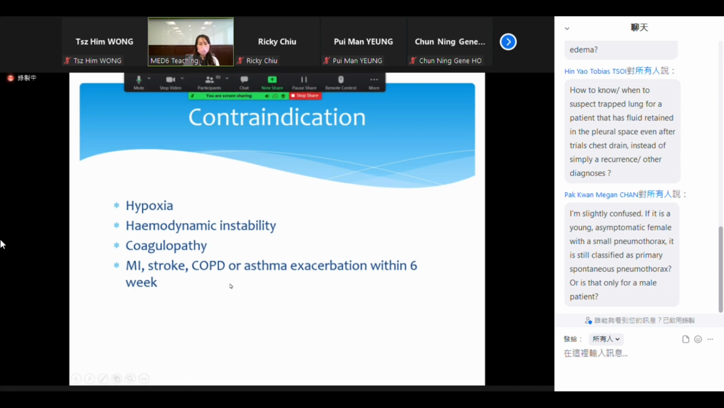If the patient has a recent stroke, MI, COPD or asthma exacerbation, then we will delay the procedure, because during the procedure the blood pressure may fluctuate, so it's not good for MI and stroke patients. And during the procedure, there's a risk of bronchospasm. So if the patient has a recent exacerbation of COPD or asthma, then we will defer the procedure.